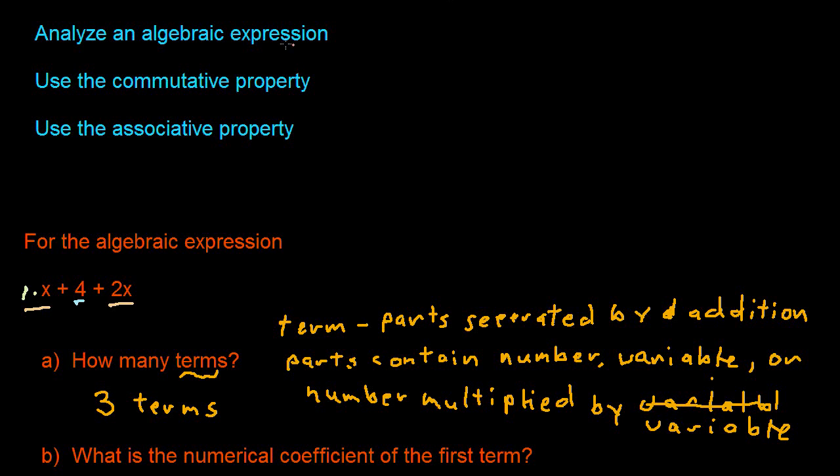Okay, we have analyzed an algebraic expression. We've used the commutative property, and we've also used the associative property. Of all these, maybe the most important is how to use the commutative property.